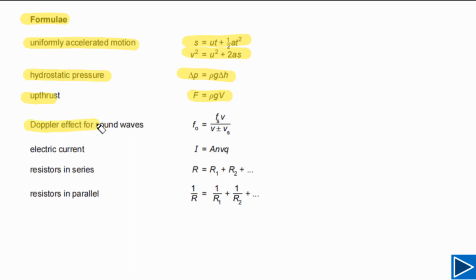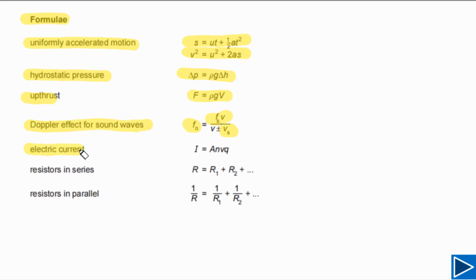Doppler effect for sound waves. So this is the formula for Doppler effect for sound waves. f₀ here is the observed frequency. fs is the frequency of the source. v is the speed of sound in that medium, and vs is the speed of the source.